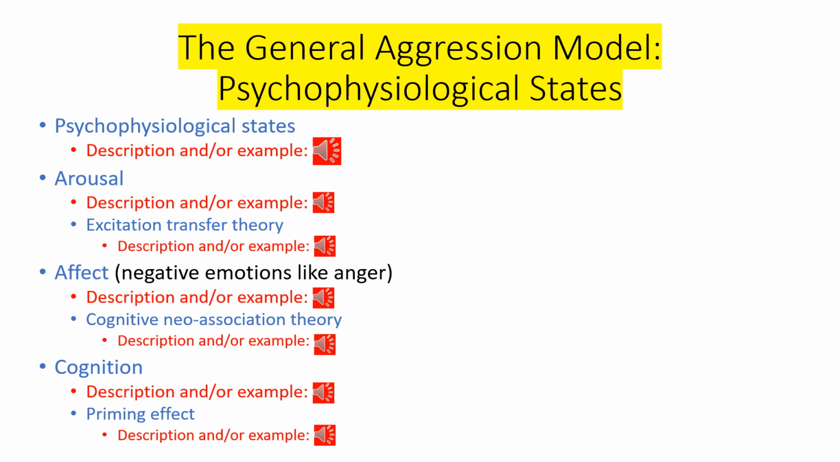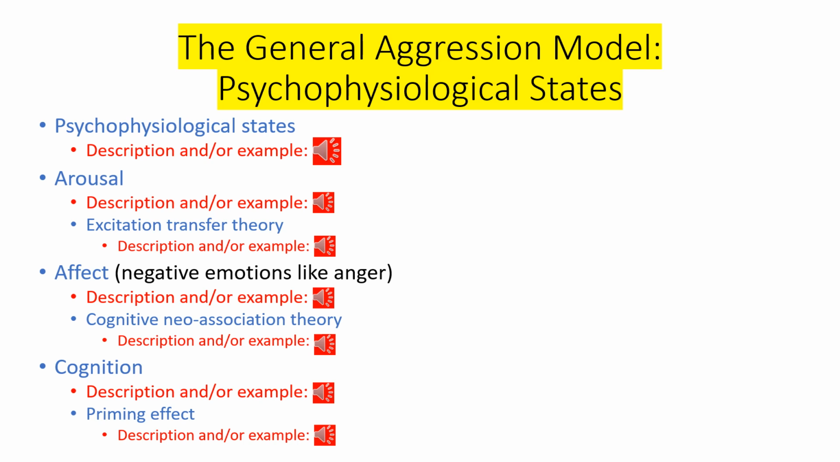So our first psychophysiological state would be arousal. And what's happening here is that the input variables, some of the situational and some of the personal, are going to end up increasing the individual's level of arousal. It's going to increase their heart rate or their blood pressure, their respiration, sweaty palms, things like this. Think about situations where you've been frustrated, a situational input variable. If you're frustrated, your heart races and your blood pressure goes up. Think about situations where you've been socially excluded. That probably also increases your arousal.